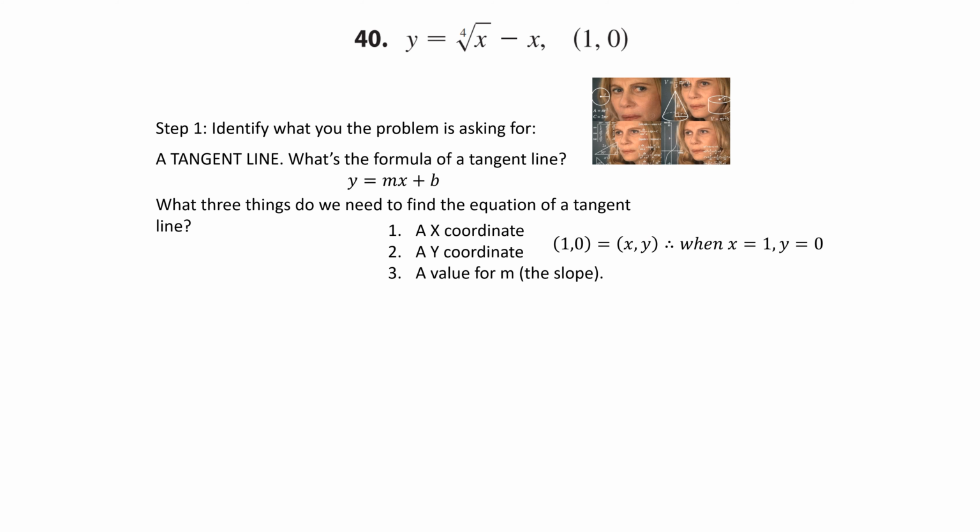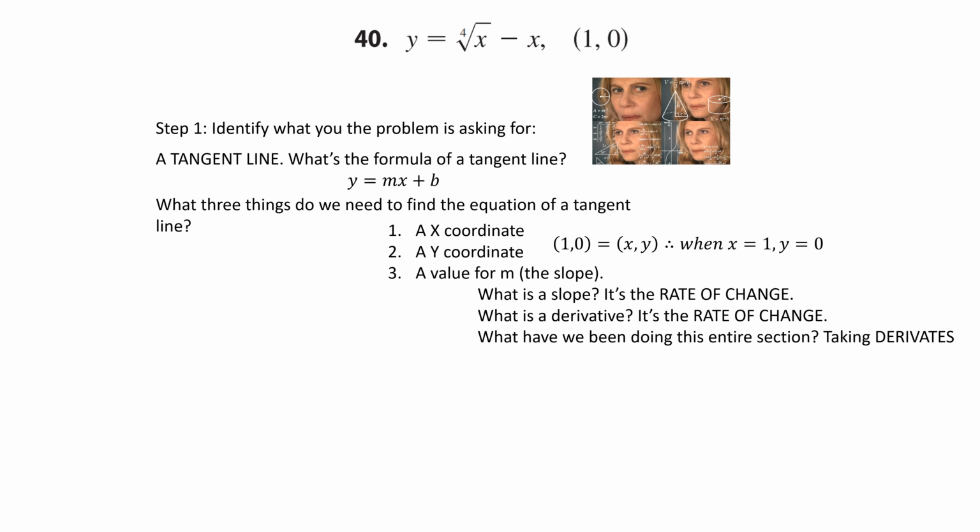You can see it goes bracket 1, comma 0, and the first digit is your x-coordinate, the second digit is your y-coordinate. That'll be true for every problem you see when you get brackets like that. So when x equals 1, y equals 0 is basically what that additional piece of information is saying.